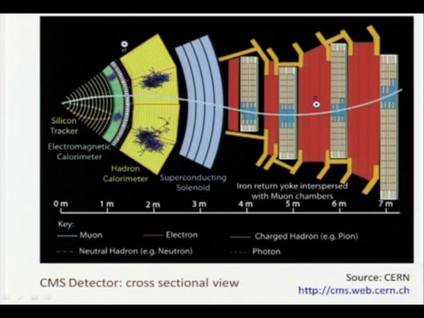Whereas charged hadrons, the green solid line, say, are bent and go past the electromagnetic calorimeter and get absorbed in the hadron calorimeter. Whereas the electrons, which are red lines here, bend in the silicon tracker and get absorbed completely in the electromagnetic calorimeter.